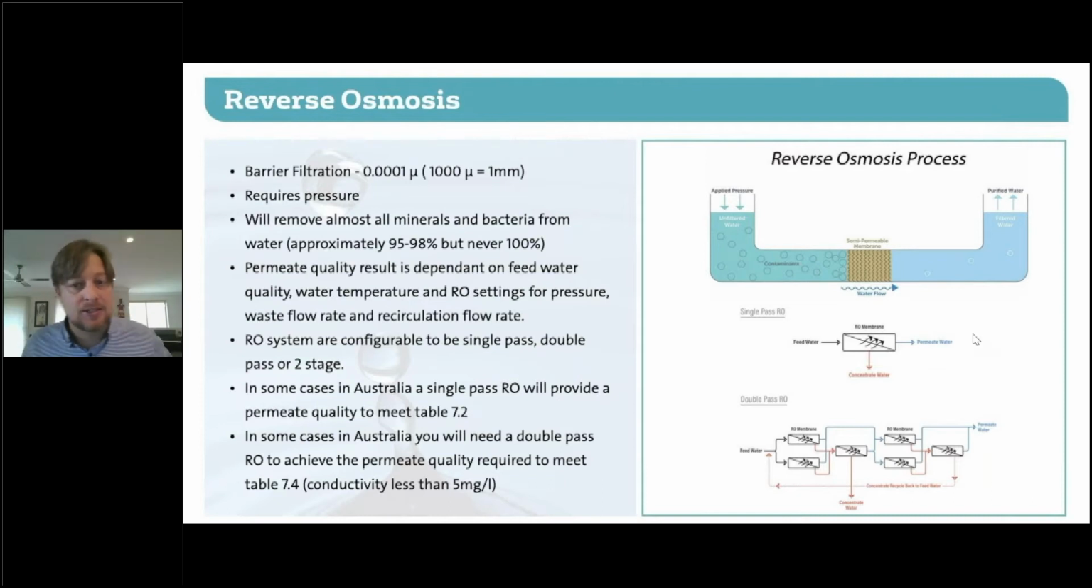But in some cases in Australia, that permeate will not meet our 5 microsiemen requirement. You will need either a double pass RO or alternative. And what a double pass RO does, as you can see in this bottom picture, is take that permeate from the first membranes and put it through another set of membranes to further polish the water.